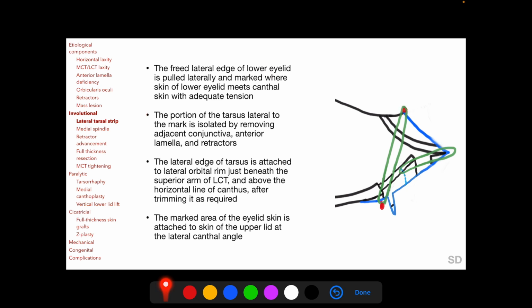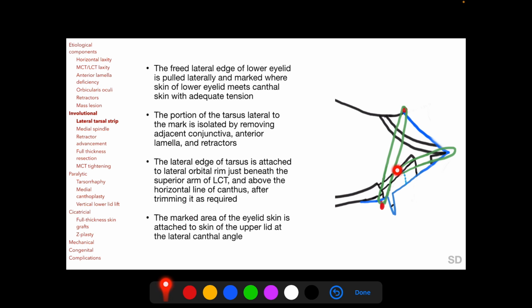The portion of the tarsus lateral to the skin mark is freed of the conjunctiva posteriorly, the anterior lamella anteriorly, and the retractors inferiorly. The lateral edge of the lower tarsus is then pulled towards the lateral orbital rim and trimmed, so that the trimmed lateral margin of the lower tarsus meets the lateral orbital rim with adequate tension.